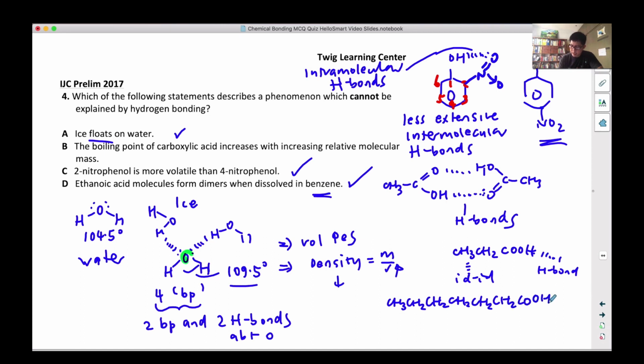The same thing, this part will still form H bonds, but here the higher boiling point is because of the more extensive id-id. So the boiling point increases with increasing Mr because of the more extensive id-id. It's nothing to do with the hydrogen bond, so it cannot be explained. So the answer is going to be B. This question is a bit long because there are so many concepts to think about.